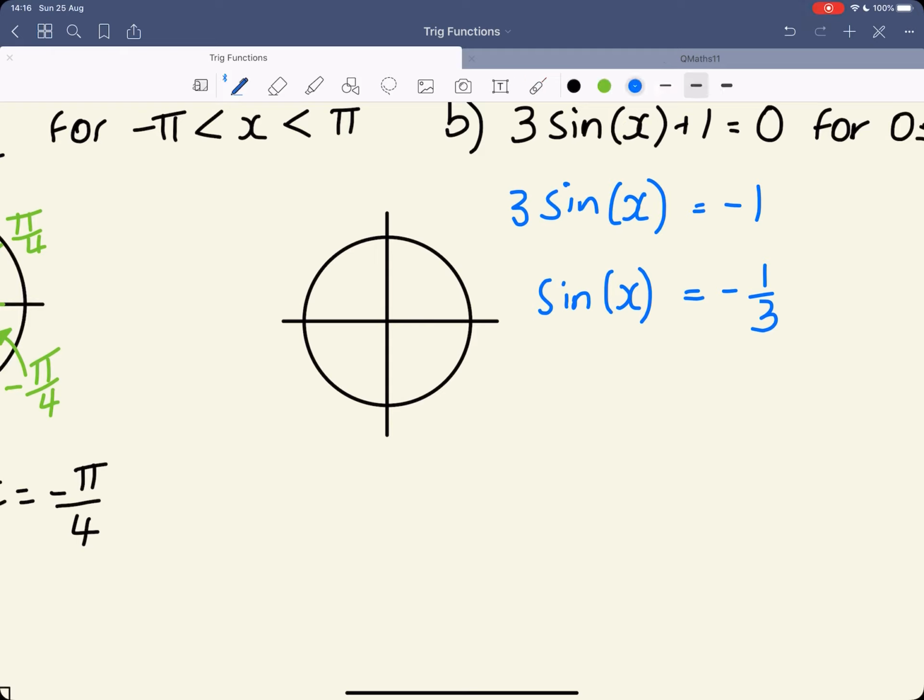So I'm going to draw them. Did we agree roughly there? Roughly? Yep, and they're our two possible solutions. Okay, so let's go ahead.